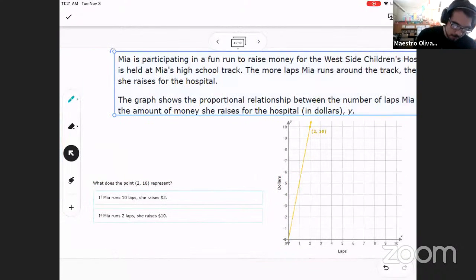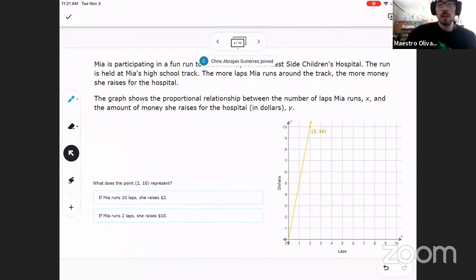So first things first, let's look at the first problem. Mia is participating in a fun run to raise money for the West Side Children's Hospital. The run is held at Mia's high school track. The more laps Mia runs around the track, the more money she raises for the hospital. I'm going to call on somebody to simply tell me what this problem is about. Do I have a volunteer that would like to tell me what is this situation about? What's happening?